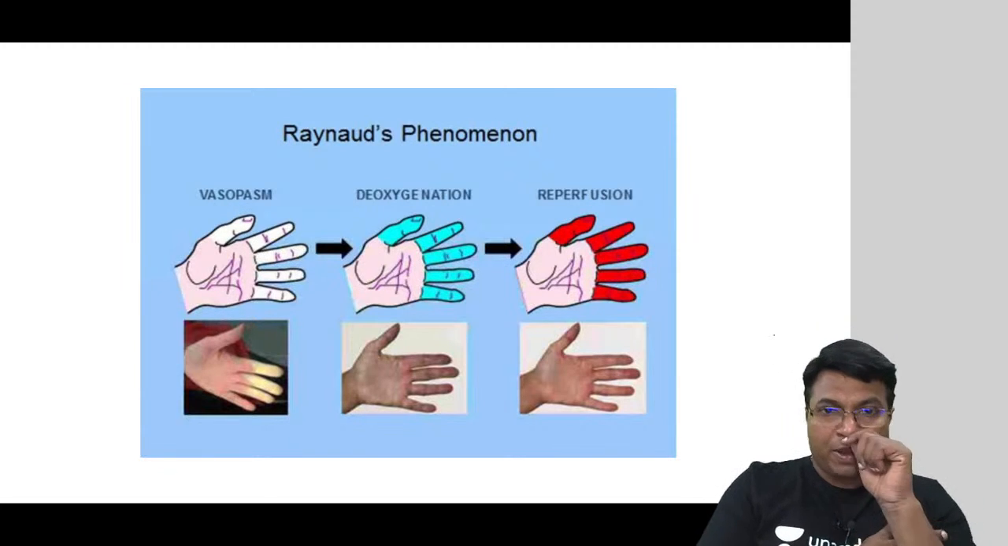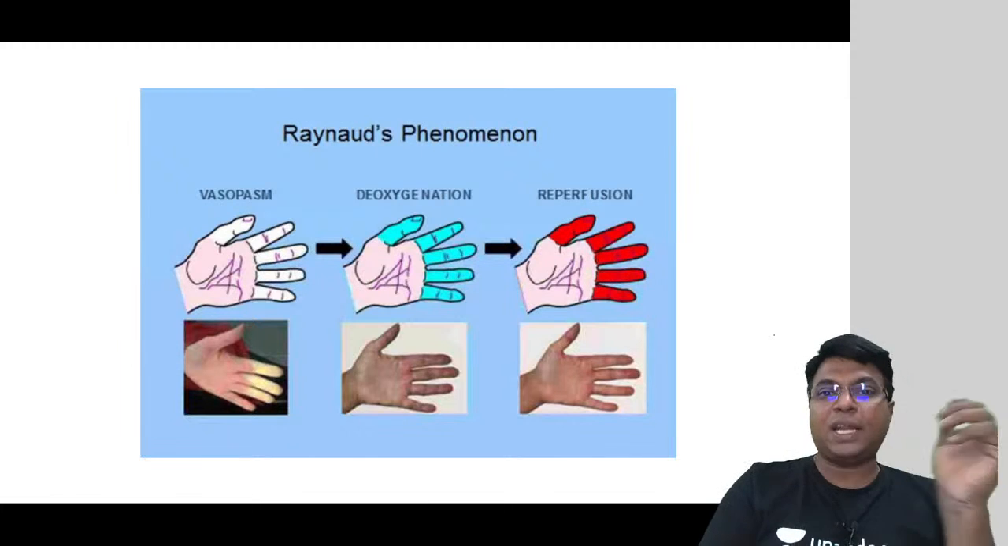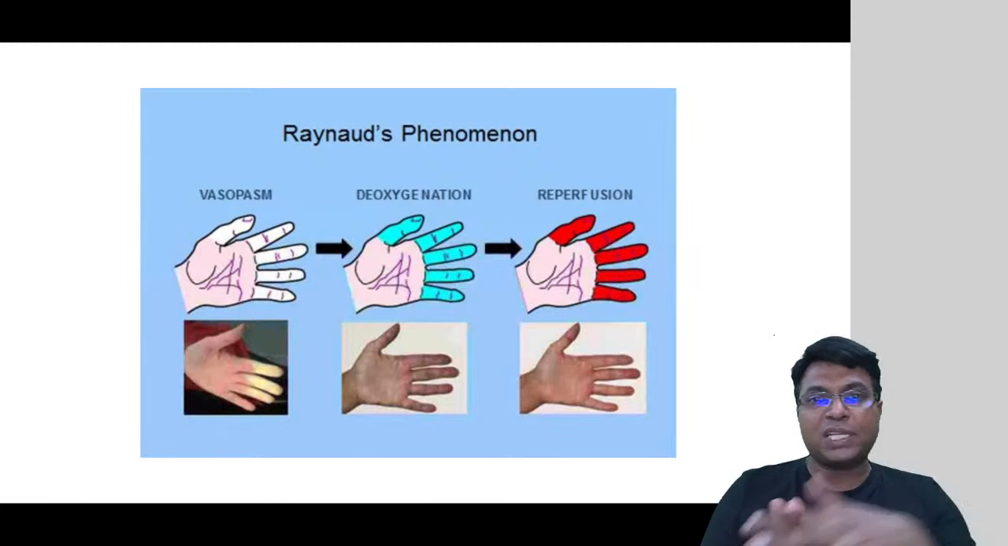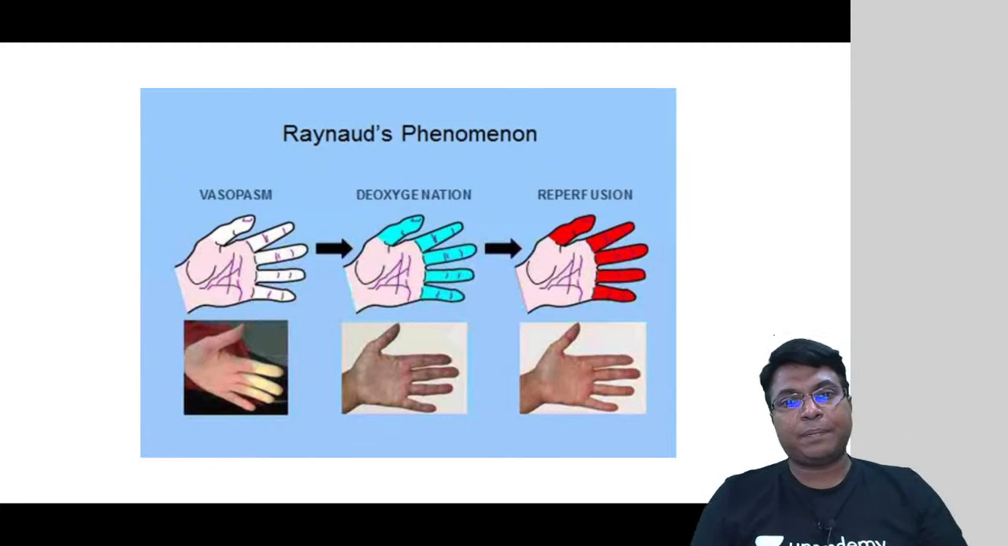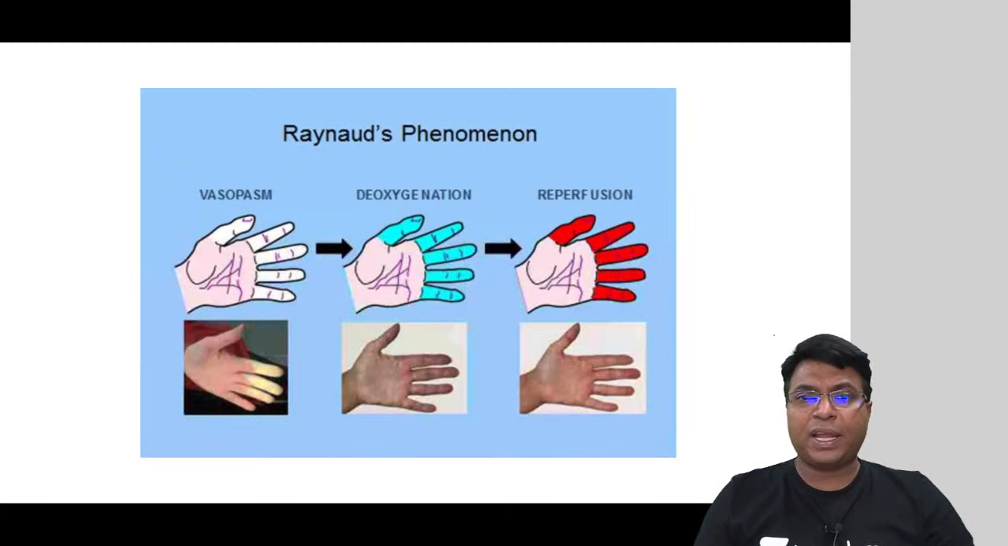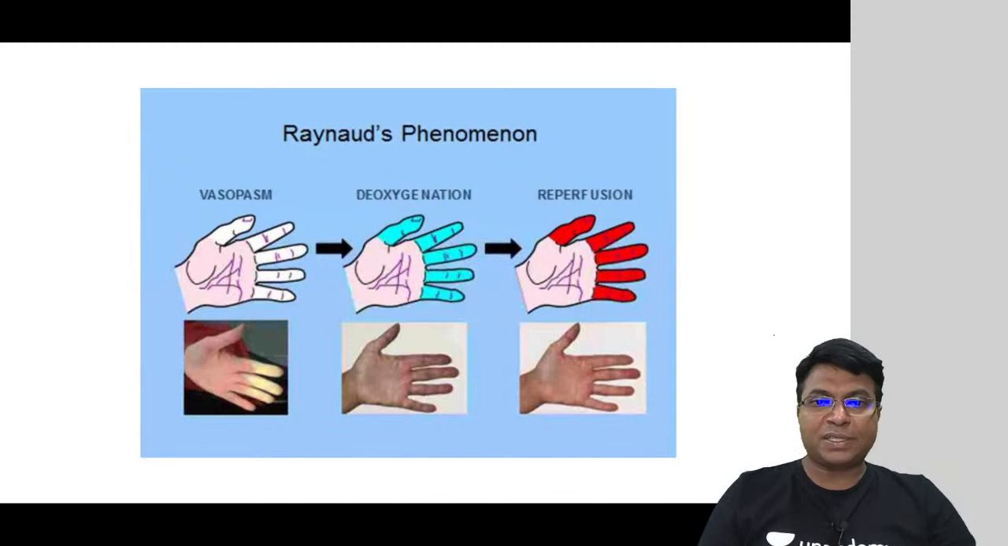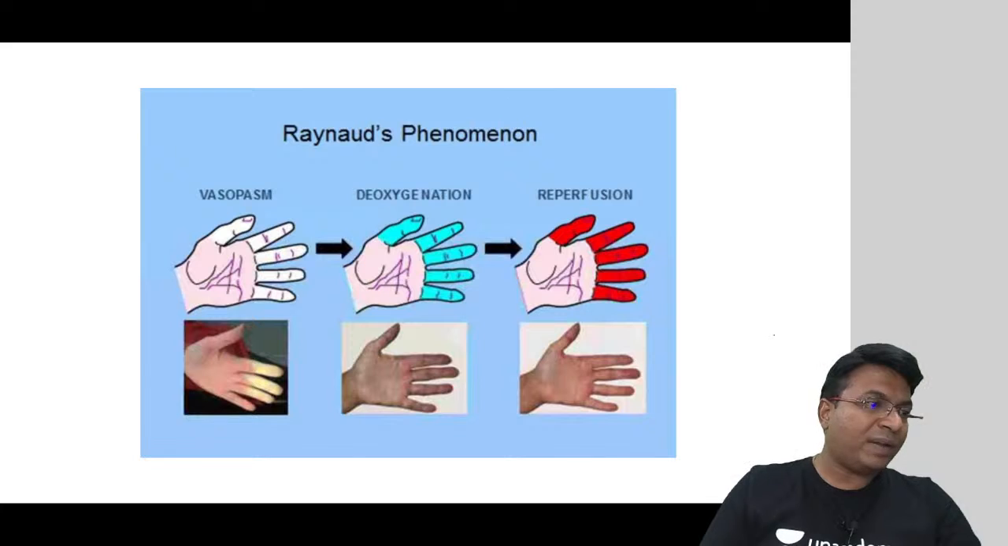Then the veins alone open, the arteries will not open. That results in the typical bluish color change of the fingers, and then there will be reperfusion, which is a red color change. So white, blue, crimson red. These are the 3 colors: white, blue, crimson red.